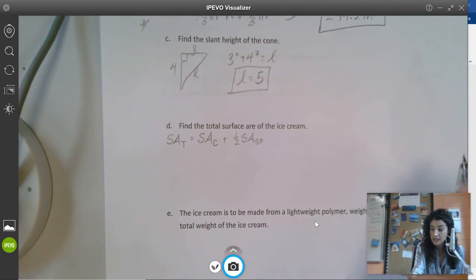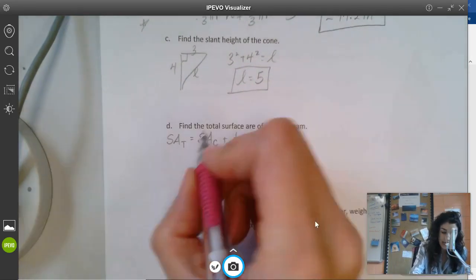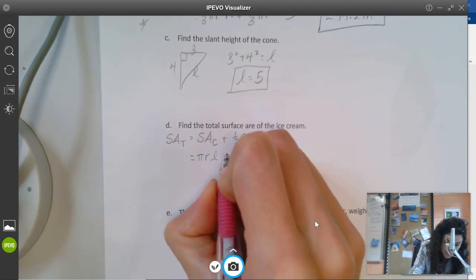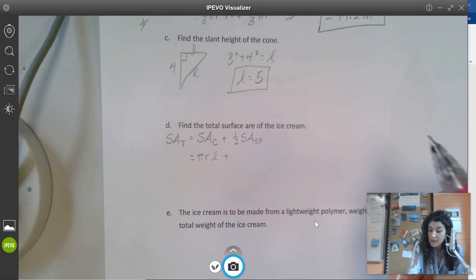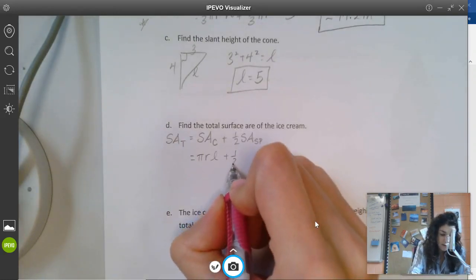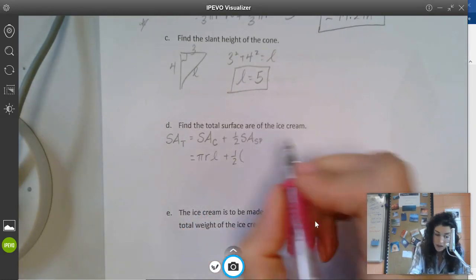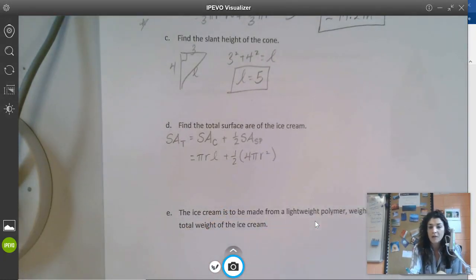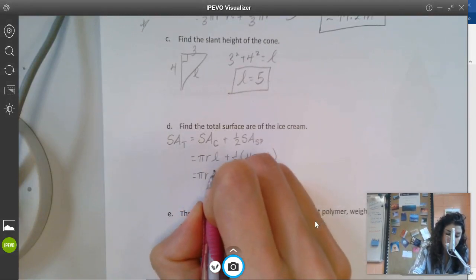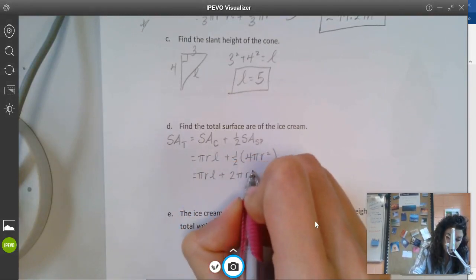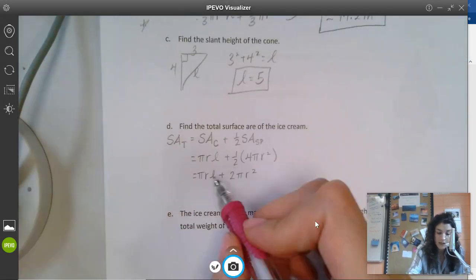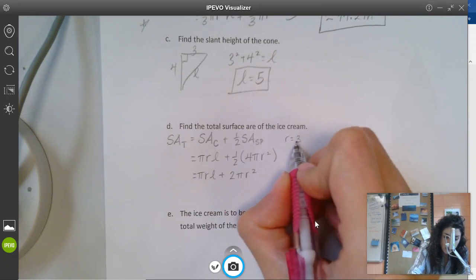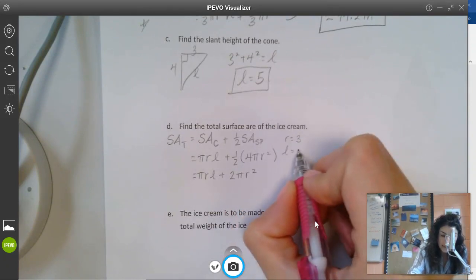Again, this can be found in your formula packet. The curved surface area of your cone is just pi r L. And then half of the surface area of a sphere; the surface area of a sphere is 4 pi r squared, also found in your formula packet. I can simplify this down. And then I need to find my ingredients. So I've got the main idea of what I need to do. The radius is just 3, and L, our slant height, is just 5.